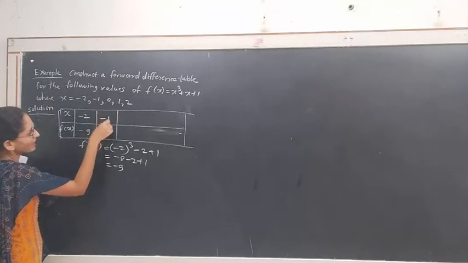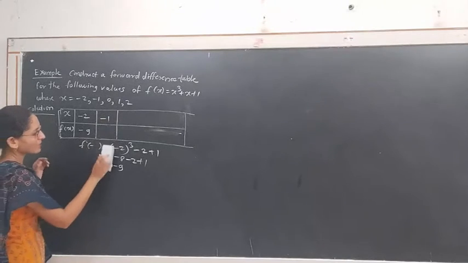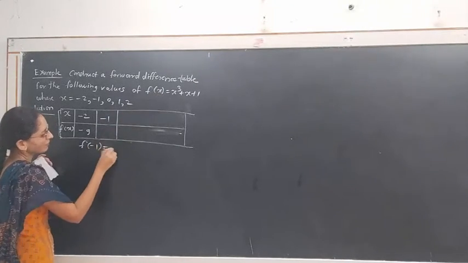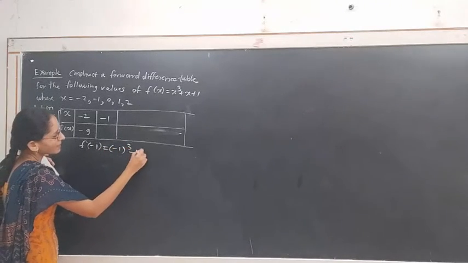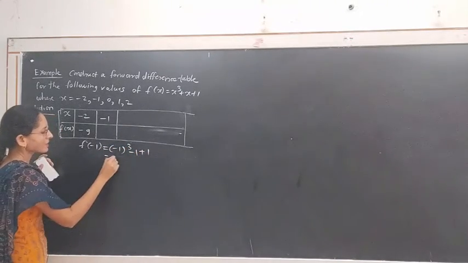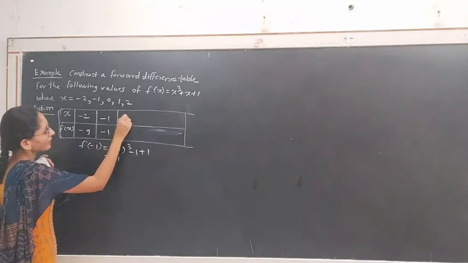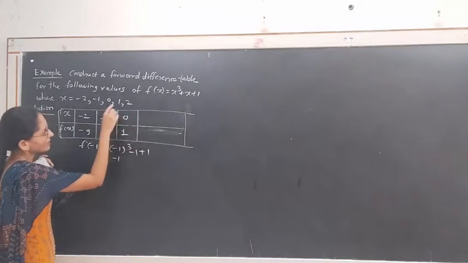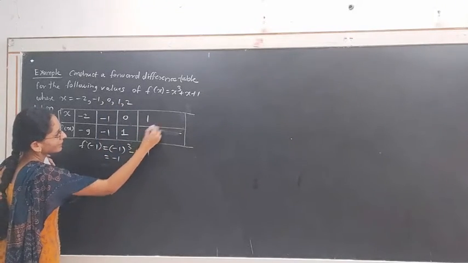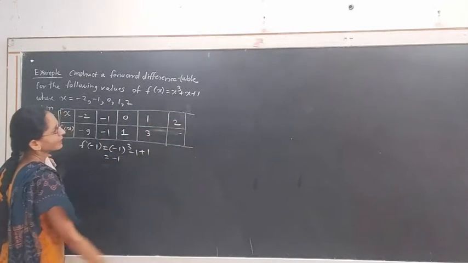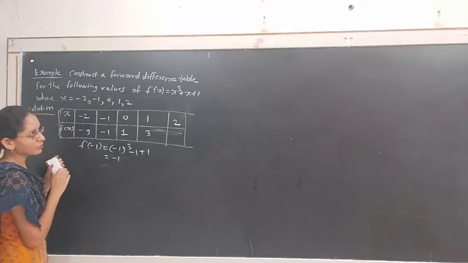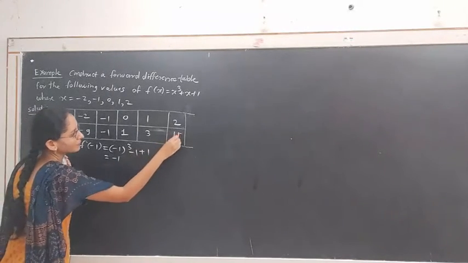If x is equal to minus 1, put x is equal to minus 1 in the given function. Replace x by minus 1, we get minus 1 cube minus 1 plus 1, which is minus 1. If we take x is equal to 0, then we get f of x is 1. For x is equal to 1, we get f of x is 3. And for x is equal to 2, we get f of 2 is equal to 8 plus 2 plus 1, 11.